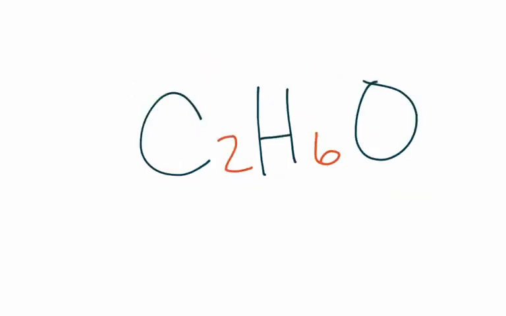So don't panic if you come across something that looks really complicated. Figure out the elements by looking at the capital letters. Then figure out the number of atoms in each element by looking at the numbers behind them. You can do it.